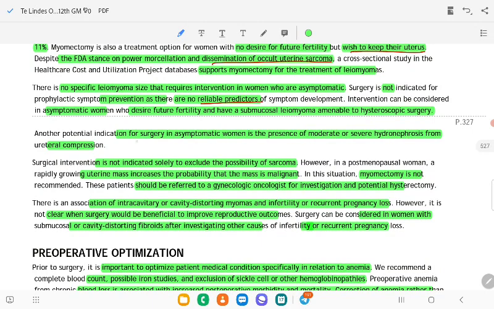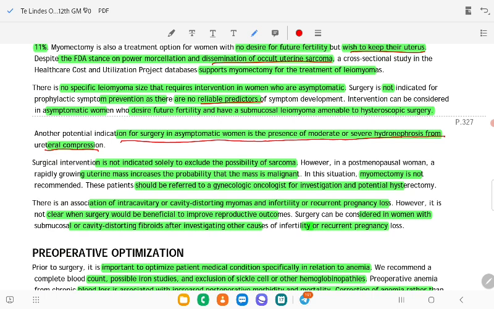Another potential indication for surgery is asymptomatic women in the presence of moderate to severe hydronephrosis from ureteral compression. Surgical intervention is not indicated solely to exclude the possibility of sarcoma.